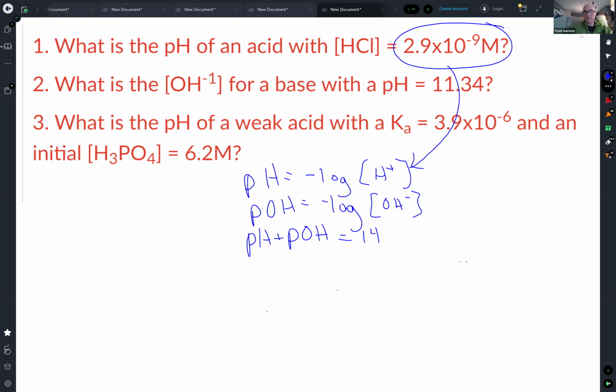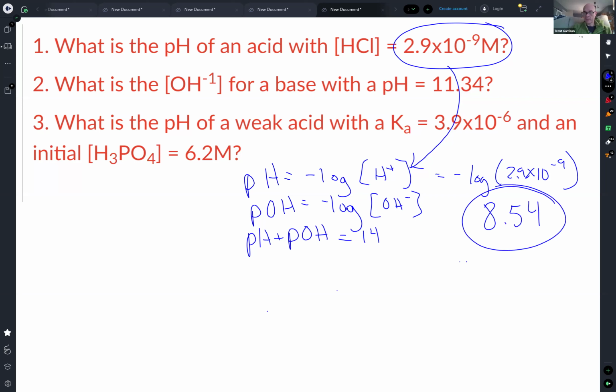So with that said, we've got an acid concentration, which will go in here. So I'm just simply going to make this negative log of 2.9 times 10 to the negative 9. And we'll plug that into our calculator, 2.9 times 10 to the negative 9, and then we'll do negative log of that value, and you get 8.54 as our pH. Okay.